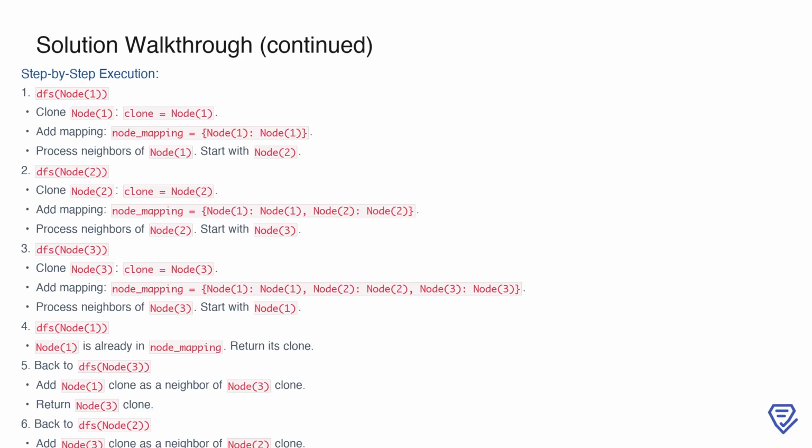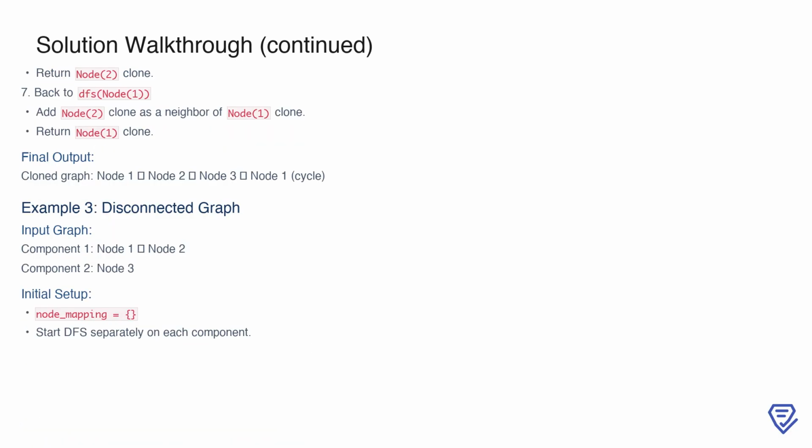Backtracking to node 3, we add the clone of node 1 as a neighbor of the clone of node 3. Then, we return the clone of node 3 to node 2, where it's added as a neighbor. This process continues, with the clone of node 2 being returned to node 1, where it's added as a neighbor to the clone of node 1. This ensures that the cycle is handled correctly and the graph is fully cloned without duplicating any nodes. The final output for the second example is a clone graph that maintains the cycle. Node 1 points to node 2, node 2 points to node 3, and node 3 points back to node 1.